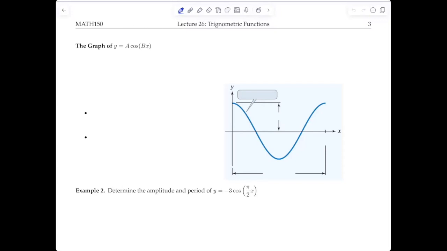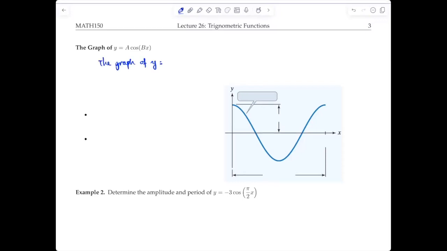So for the graph of y equal to a times cosine of bx, for b greater than 0, there are two values that we want to calculate. The first one is the amplitude, which is equal to the absolute value of a, and the period, which is calculated by the formula 2 pi over b.